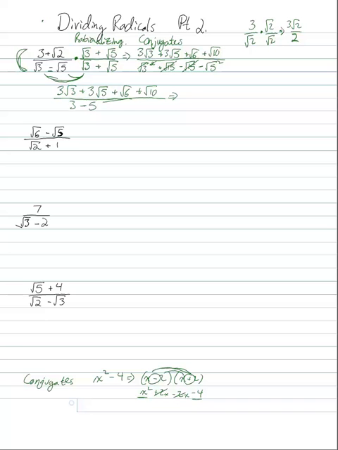So I'm going to have, again, my numerator I can't do much with. So I'm just going to recopy it. It's annoying. So 3 square root of 3 plus 3 square root of 5 plus square root of 6 plus square root of 10 all over negative 2. That's it.